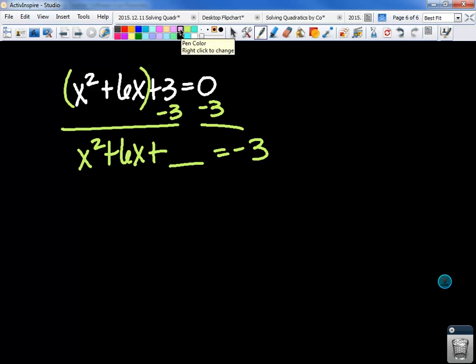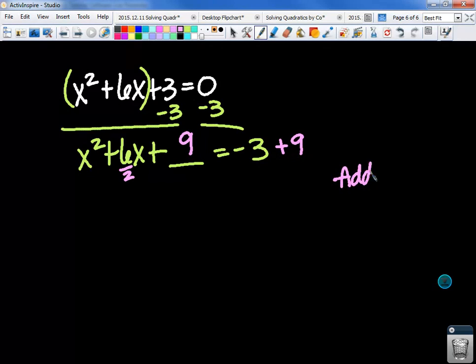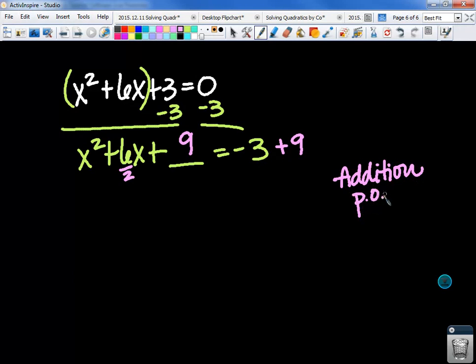My value that completes the square is going to be half of that b term squared. So half of 6 is 3, and 3 squared is 9. But I can't just add 9 to the equation because then that changes it. So I have to add 9 to the other side as well. Again, that is the addition property of equality.